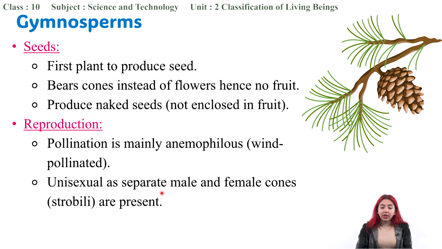Now the spore from male is transported to female for the process of fertilization through pollination by wind, that is anemophilous. Anemo means wind, philus means to love. So if the pollination is done through wind, then it is known as anemophilous pollination.